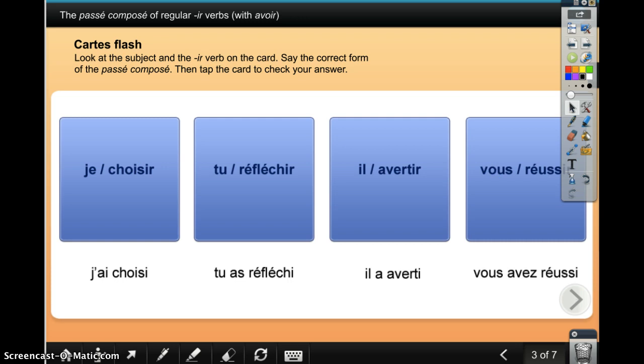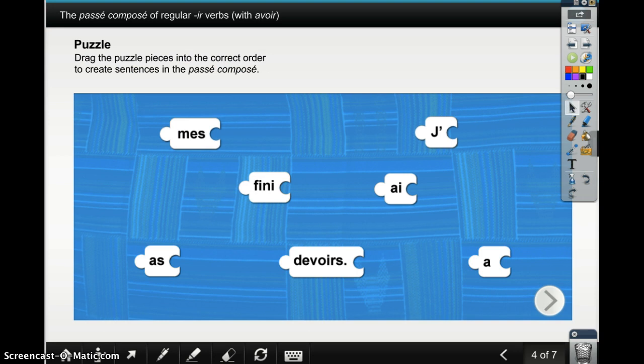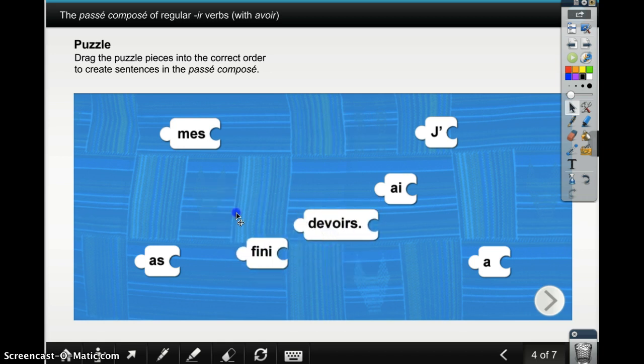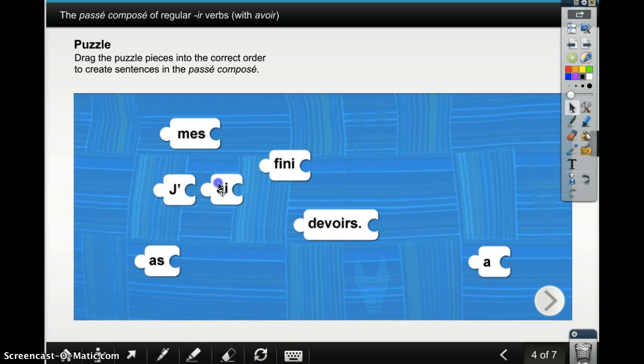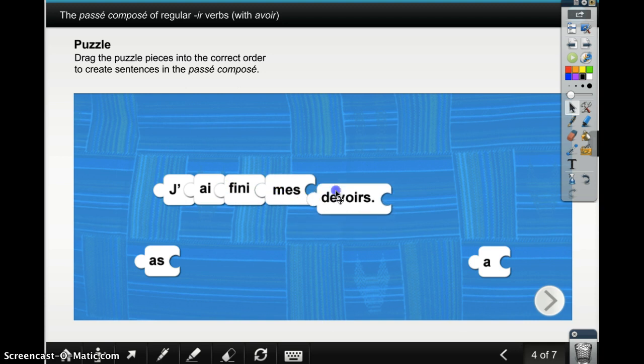If you continue to go down, there are other examples like this where the sentence is shuffled and they have to move things around. So with a pen, they would come to the board and just shift things around. So for example, here, they would have to build a sentence in the passé composé. Donc, j'ai fini mes devoirs. Okay, so that's one example as well.